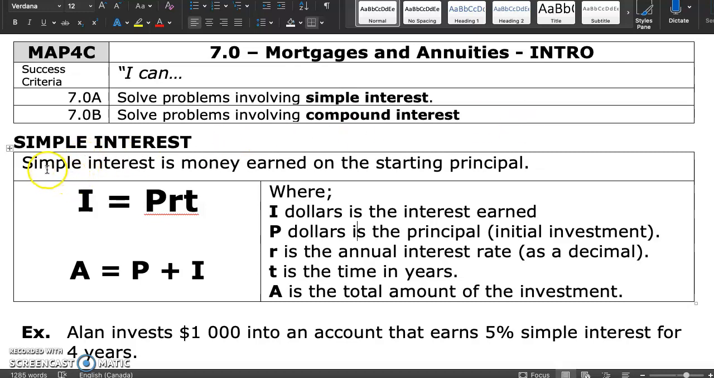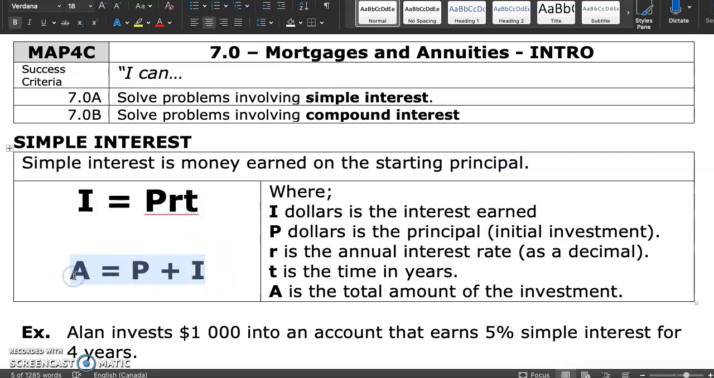So let's start off with simple interest. Simple interest is money earned on the starting principal. The term principal refers to the original amount of money that was deposited for a period of time, so it's a lump sum all at once. I = PRT is the formula for simple interest, where I is the dollars earned in interest, P is the original amount deposited, think of it as the principal, R is the annual interest rate as a decimal, and T is the time in years.